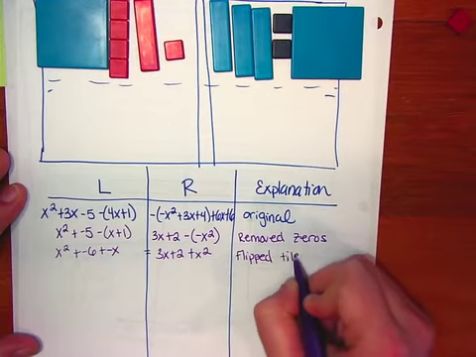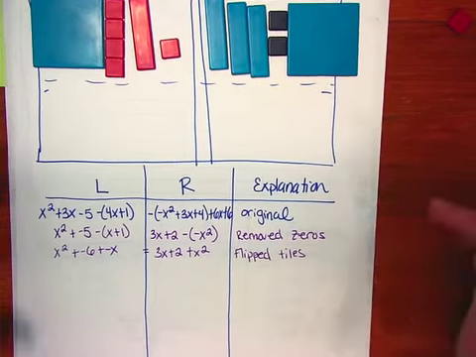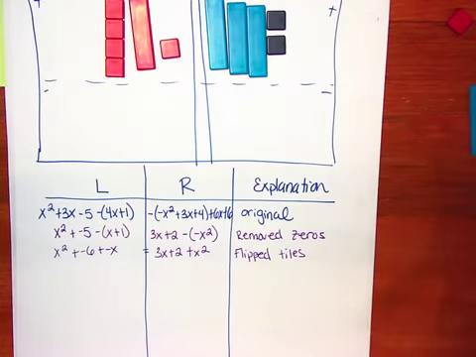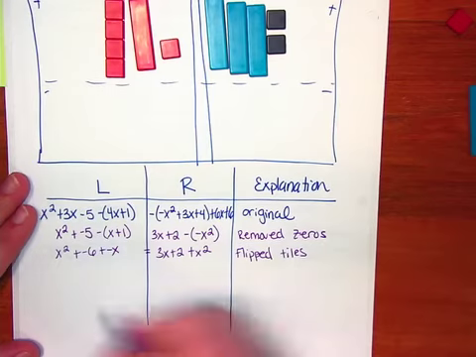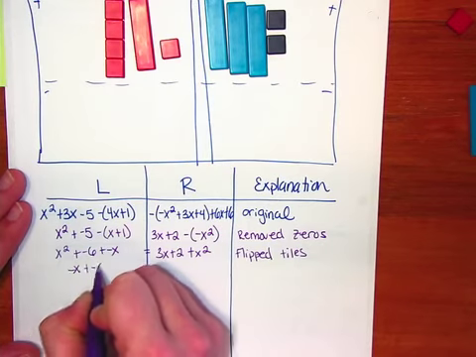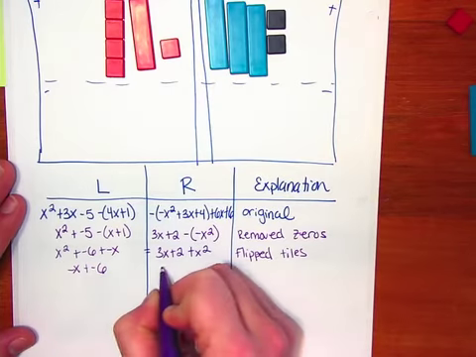Let's see, is there anything on each side that we can remove? It looks like there's an x squared on both sides, so we're going to remove that x squared, keeping it balanced. And that's the only thing that's alike on both sides. Let's record what we have left. Negative x plus a negative 6 on the left. On the right, 3x plus 2.